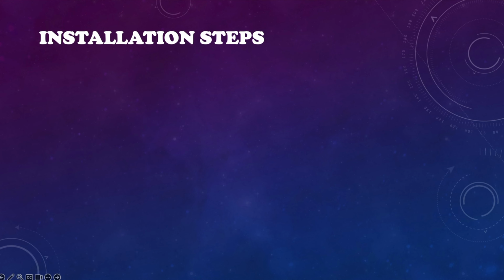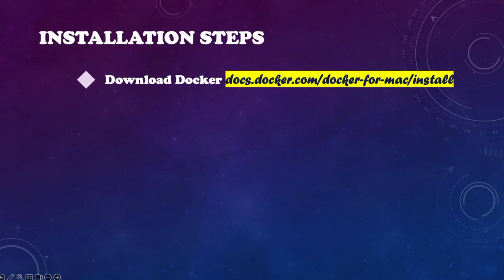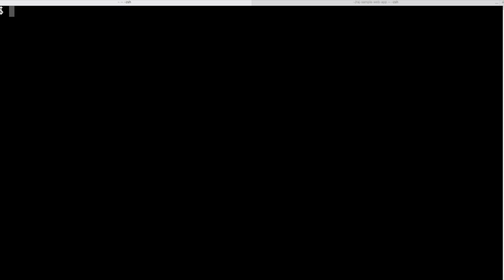First, the installation step is to download Docker from docs.docker.com, Docker for Mac, because I have a Mac machine, /install. You download the DMG file, and then all you need to do is double click it and install it. Then let's go and check the Docker version that we installed.